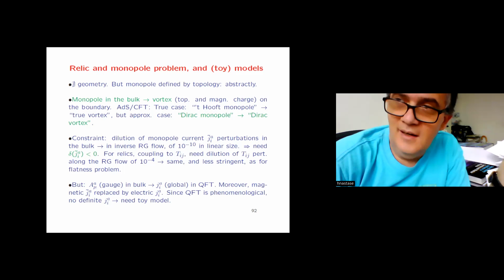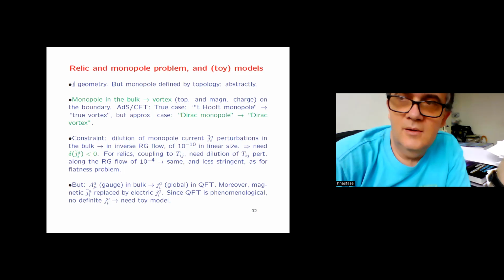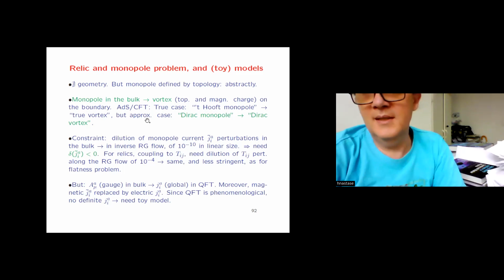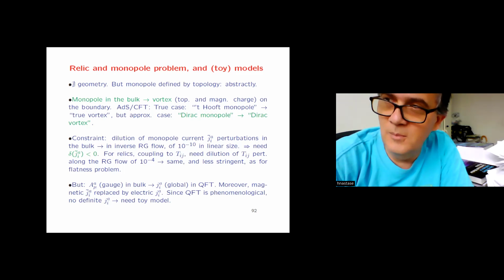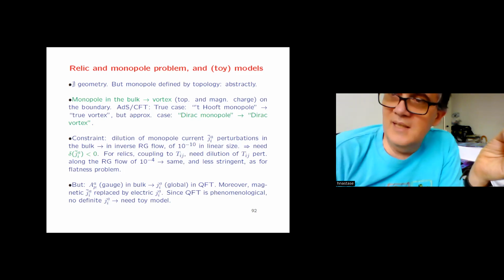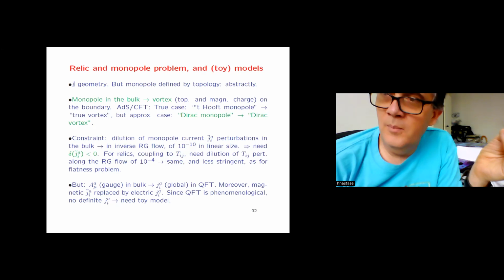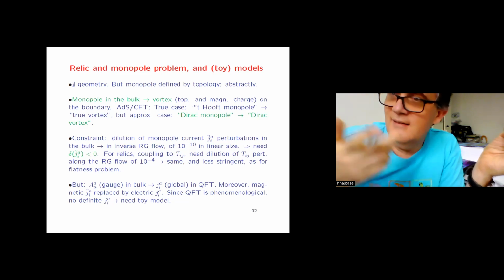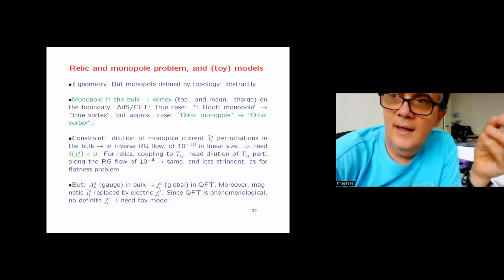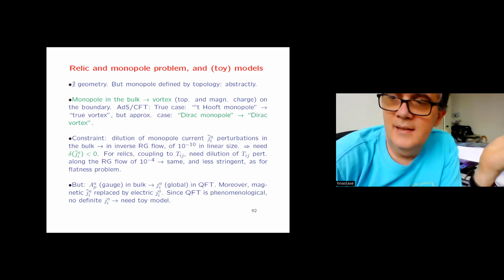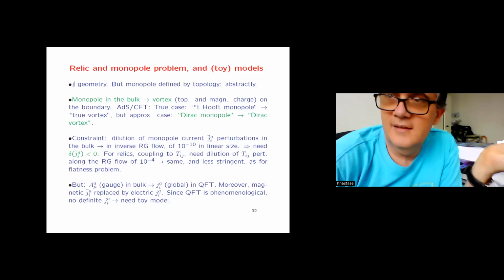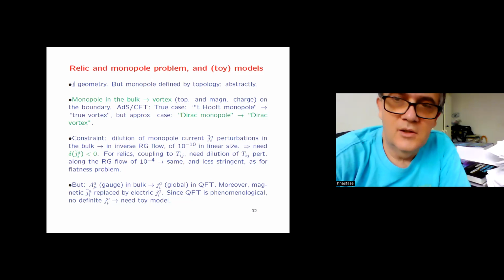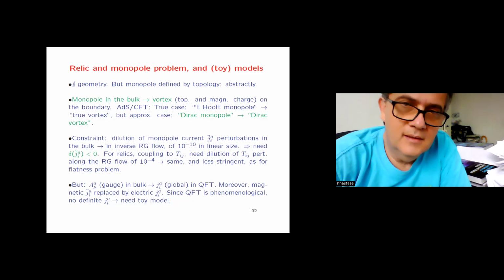But that is extremely hard to consider. So the only thing we can do is to consider an approximate case where instead of the 't Hooft monopole in the bulk, I consider a Dirac monopole, this point-like abelian monopole with a singularity and a Dirac string. And correspondingly on the boundary, there would be some corresponding singular object that I decided to call a Dirac vortex. So this is the only thing that we can work with.